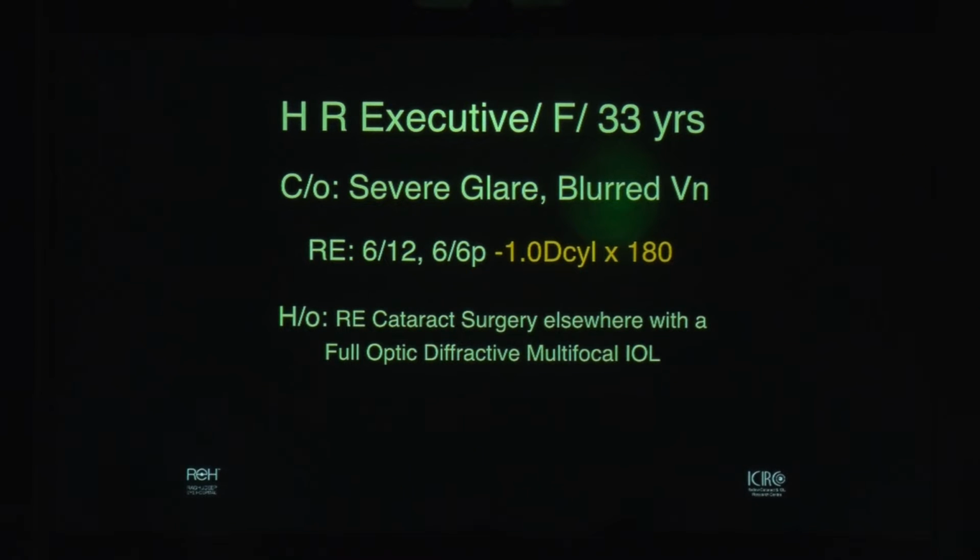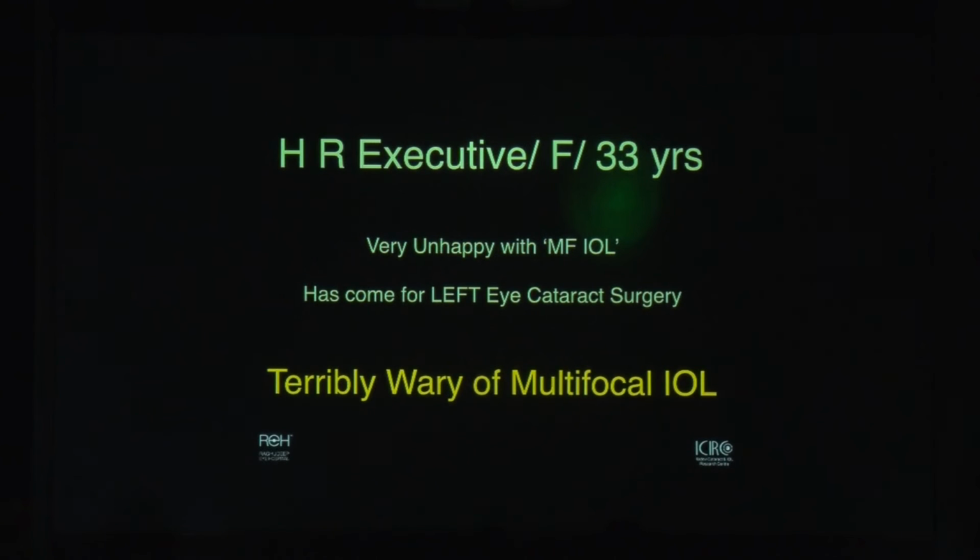And the other eye has already had a surgery elsewhere with a full optic diffractive multifocal IOL. And this is after that multifocal. So he is left with a residual astigmatism and therefore very, very unhappy. And now says that I don't want a multifocal, because not only have I not gotten rid of my glasses, I also have these other problems of the multifocal. So what would you do now?